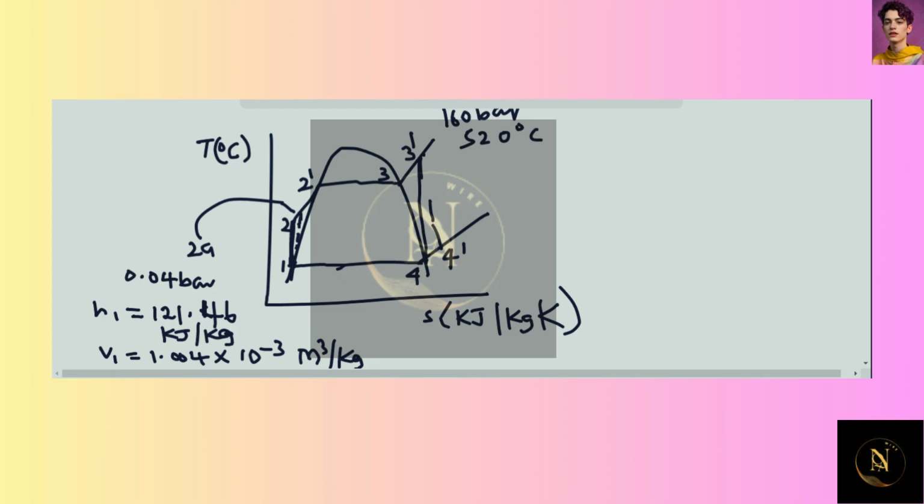Sorry, I already mentioned pressure there. Then at point 4, we have H4, the enthalpy, 2561.7 kilojoule per kilogram, right?